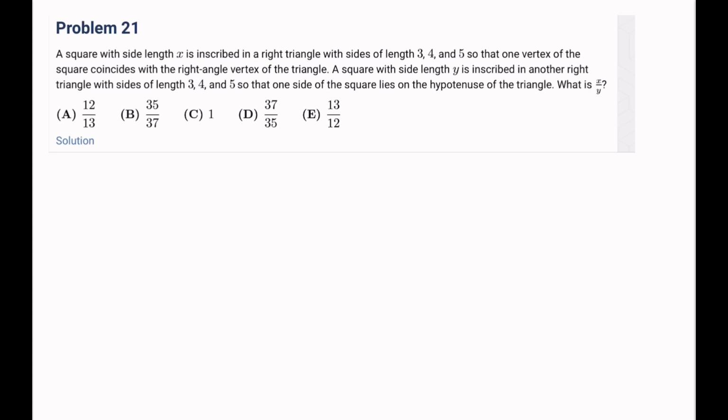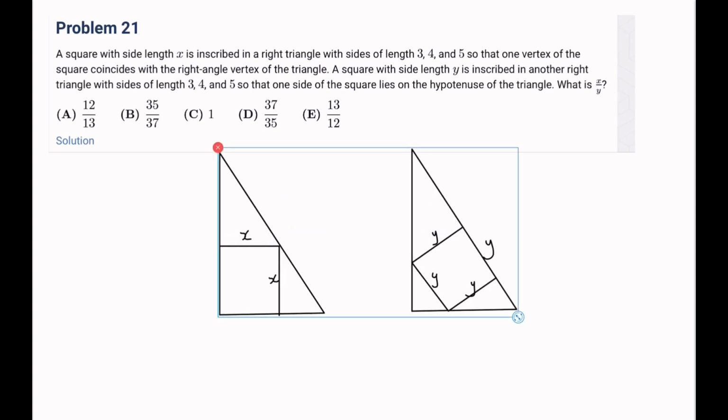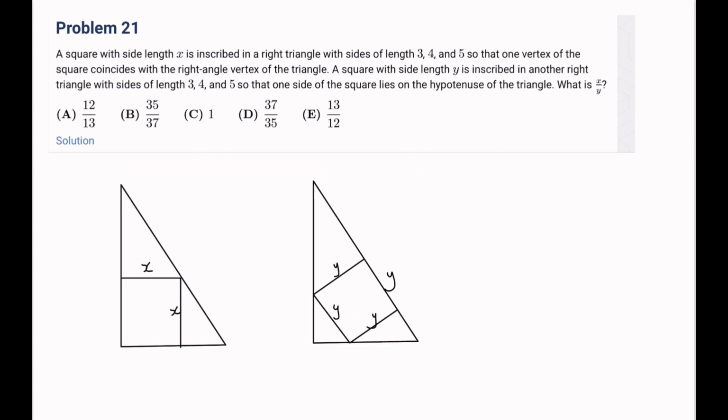Okay, so let me just draw these x and y squares in these right triangles. So that would be x, and so that would be the triangles, right? And the side length values are 5, 4, 3. Same for here, 5, 4, and 3, right? But then this ratio of 3 to 4 to 5 also applies to the other triangles in the figure.